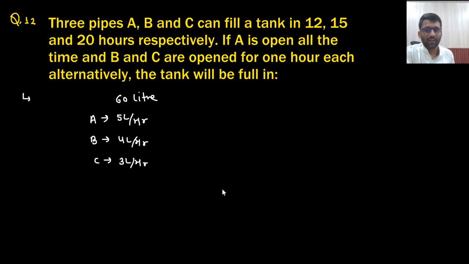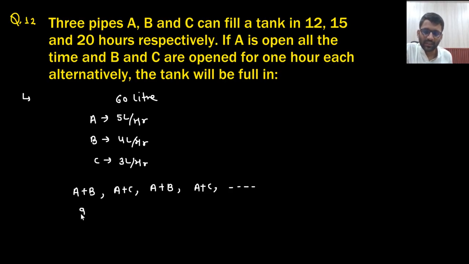If A is open for all the time and B and C are open for 1 hour each. So A is open for all the time, so 5 liter you are certainly getting. B and C are opened for 1 hour each alternatively. So basically, on the first hour you will have A plus B. Then you will have A plus C. Then again A plus B. Then again A plus C. A plus B. This way it will go on.